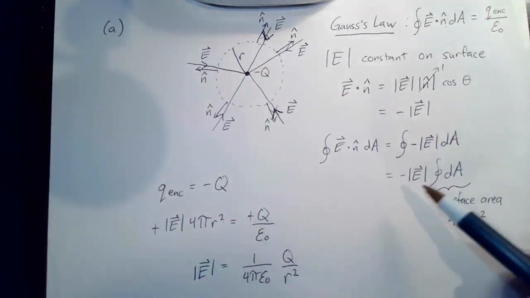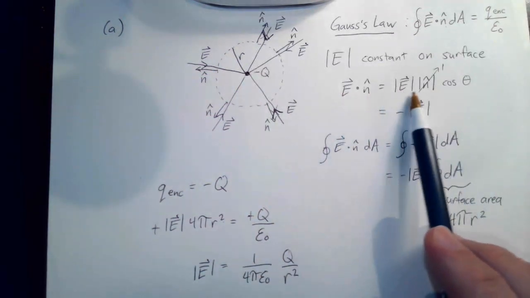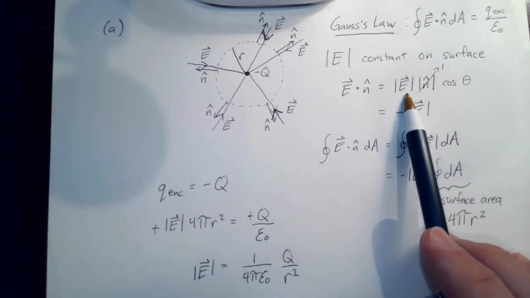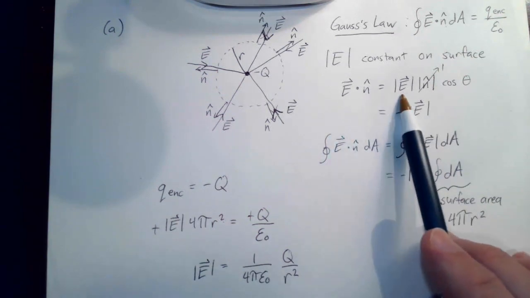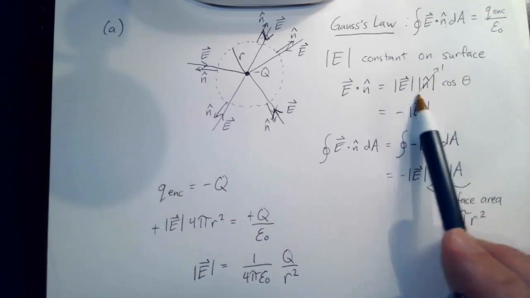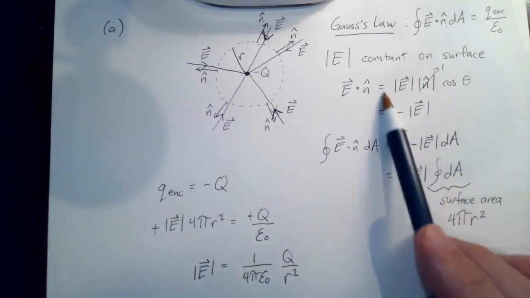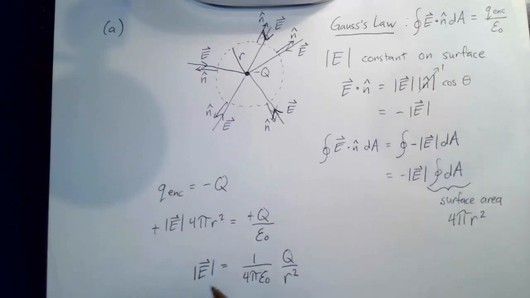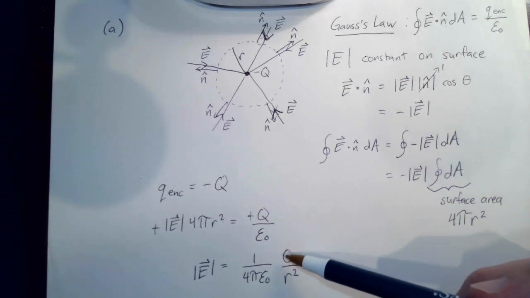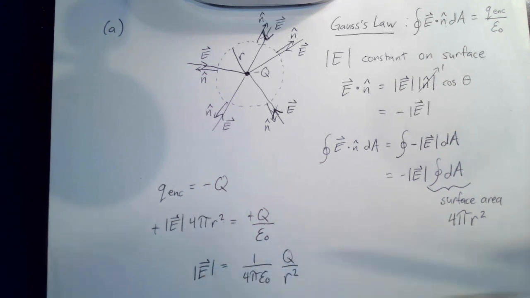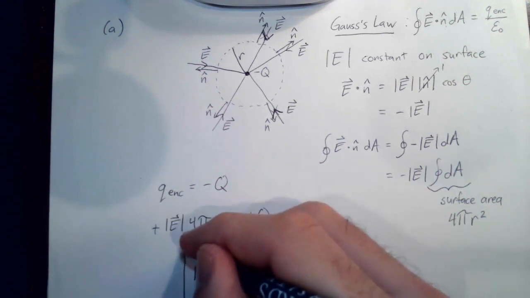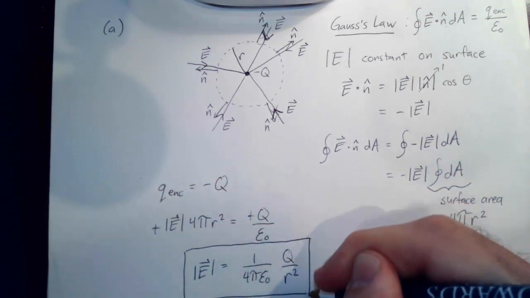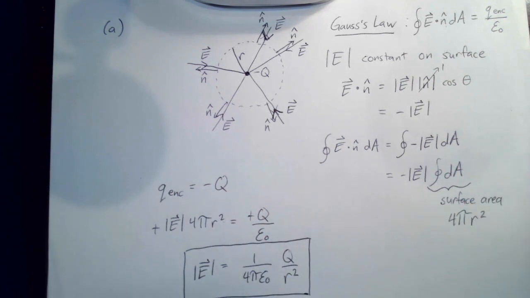But because I used this version of the dot product where I substituted E dot n with magnitude E, magnitude n, and cosine theta, I have magnitude of E on the left-hand side here. So this is actually correct even for a negative charge, because if Q were negative, the magnitude of E is still going to be positive. Okay, so here's our result. This is just the electric field magnitude due to a point charge.